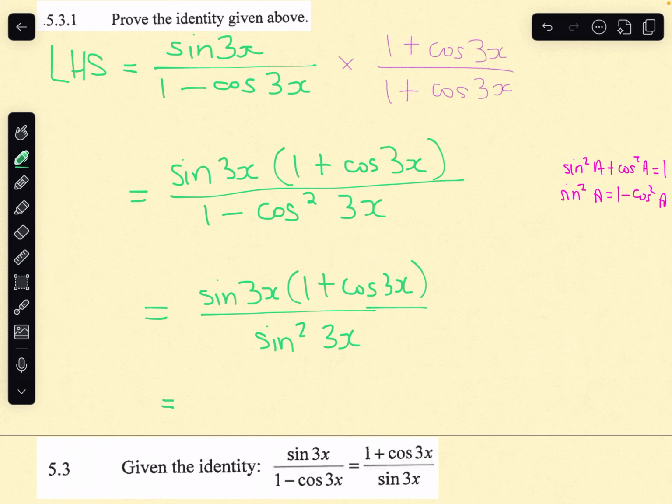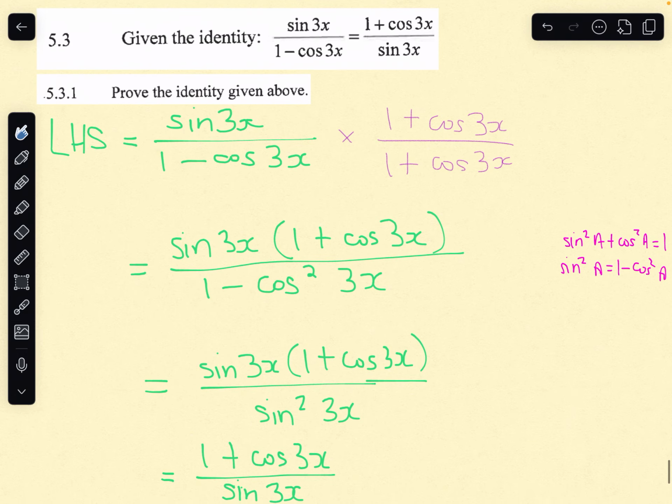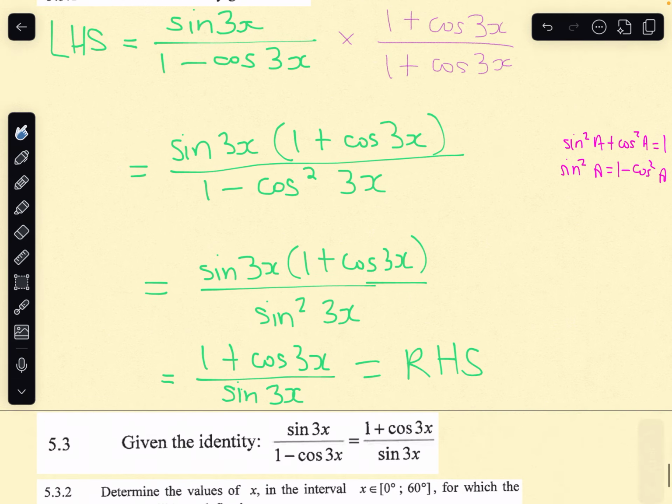So we can now cancel this sine 3x with one of the sine 3x's here. Remember, this is sine 3x times sine 3x. That's what that square means. So this is just the same as 1 plus cos 3x divided by sine 3x, which is the same as the right hand side. Yay, we did it. We did the thing. So our identity is officially proven.